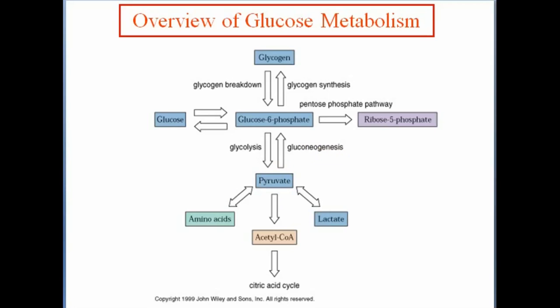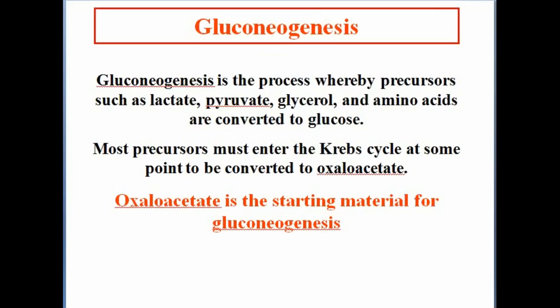lactate, then glycerol and amino acids, especially glucogenic amino acids. These precursor molecules can lead into the synthesis of glucose. In other ways, we can say that gluconeogenesis is the process whereby precursors such as lactate, pyruvate, glycerol and glucogenic amino acids are converted to glucose.